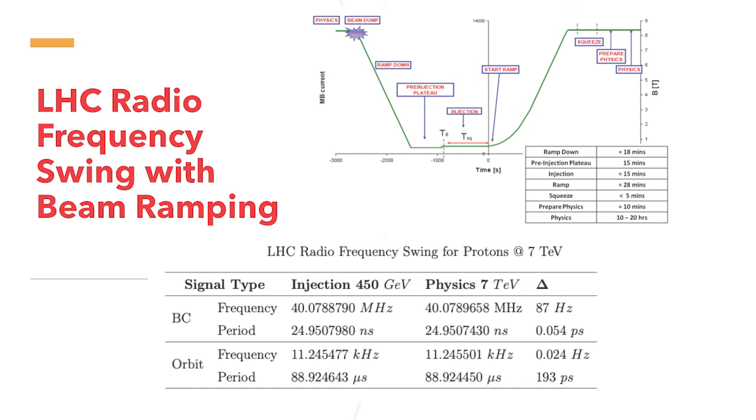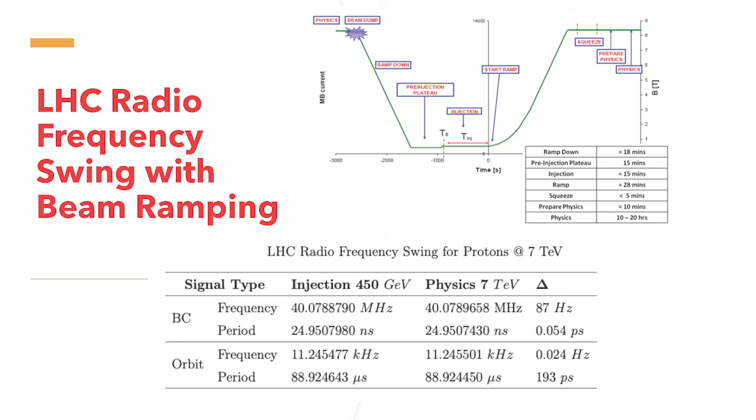Now, if you look at this beam graph, the current actually varies during this process, and the magnetic field. This current is actually the magnetic field current. And what happens actually is that the radio frequency swings with this beam current.